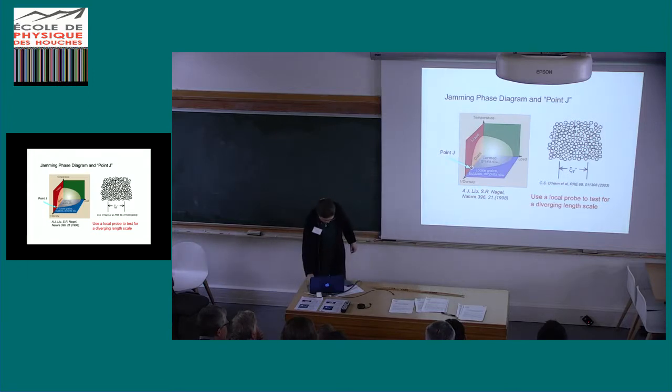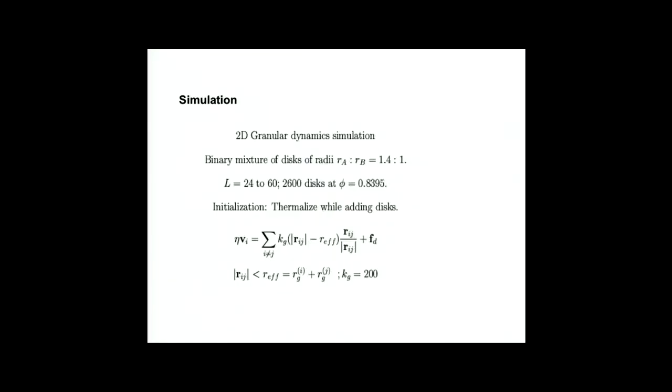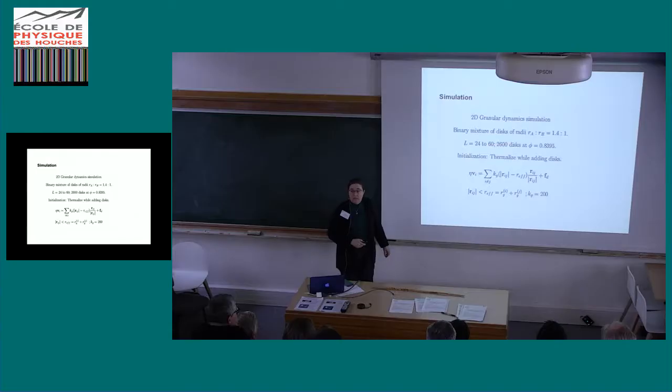Quite some time ago, we did a measurement of this diverging length scale by realizing a little thought experiment that had been proposed in the O'Hern et al. paper. You have a packing of disks, you make it denser and denser, and if you try to push one of the disks, how many other disks do you have to push out of the way in order to get it to move? So we did a very straightforward two-dimensional simulation.